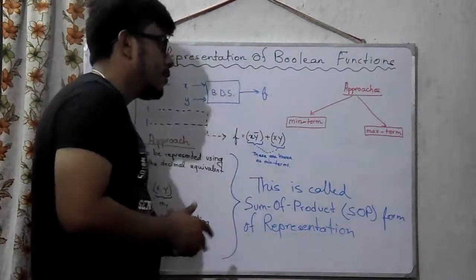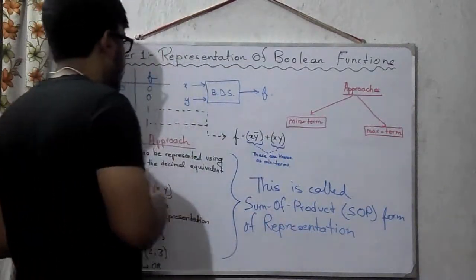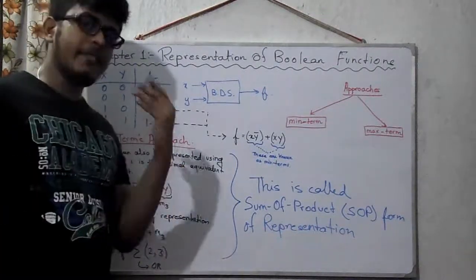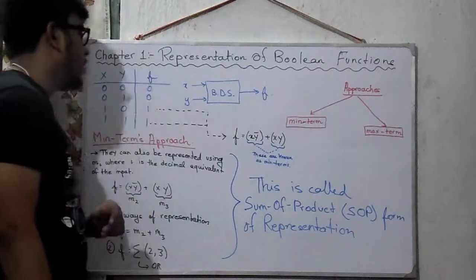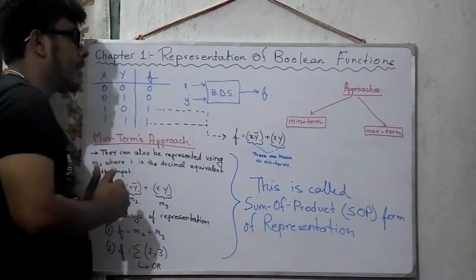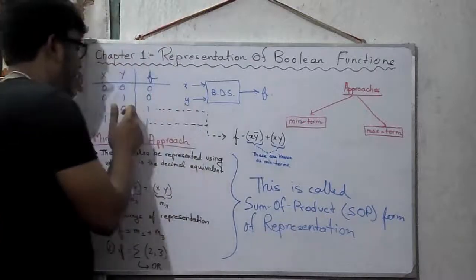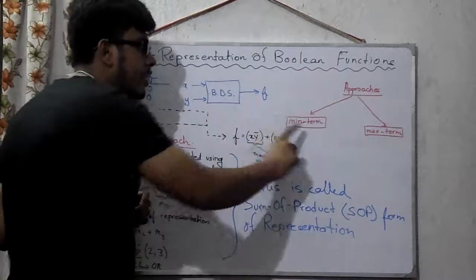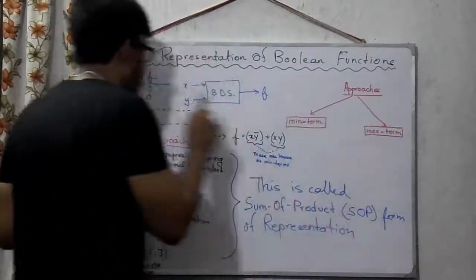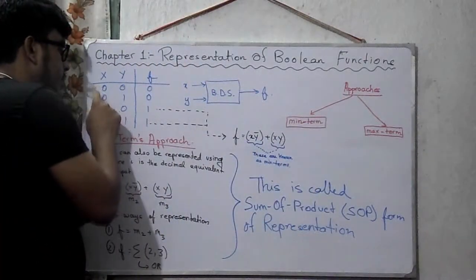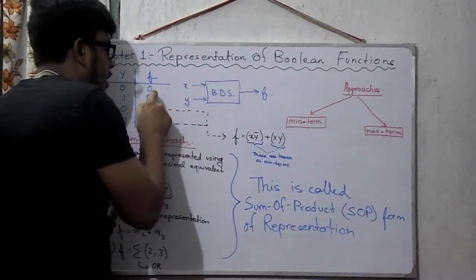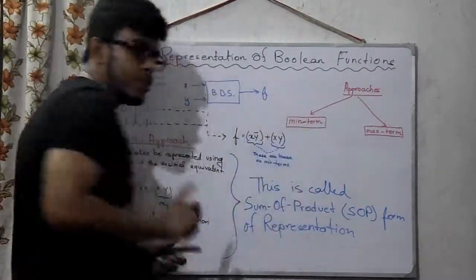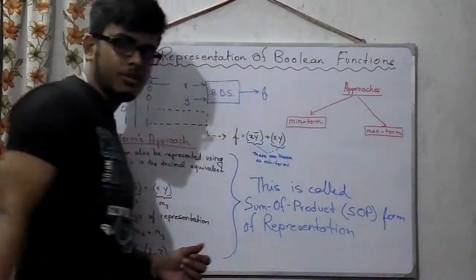The basic difference between the MinTerms approach and the MaxTerms approach is this. Suppose we are given a truth table. This is the same truth table that I derived in the previous video; I have used the same example. In the MinTerms approach, we take those input combinations for which the output is 1. Whereas in the MaxTerms approach, we consider those input combinations where the output is 0. In this video, we will discuss only the MinTerms approach. In the next video, we will talk about the MaxTerms approach.